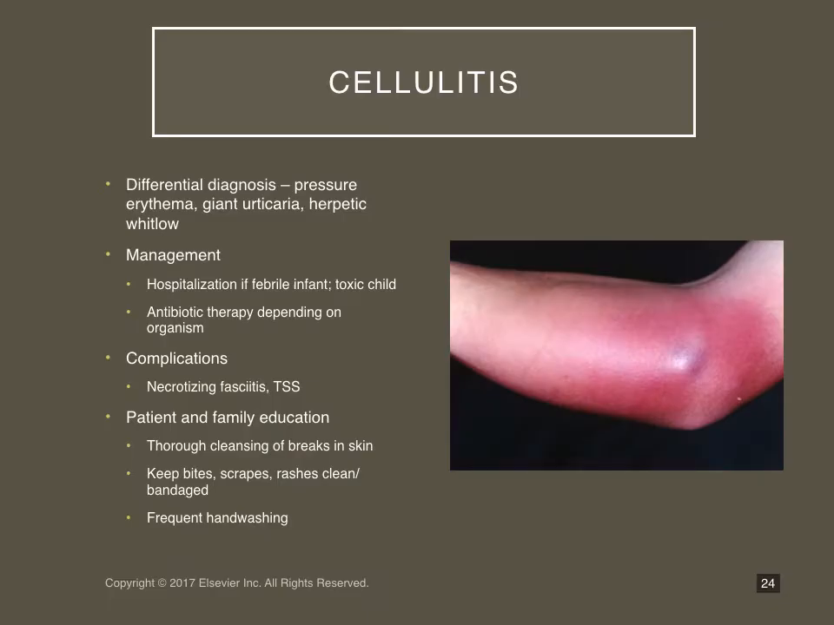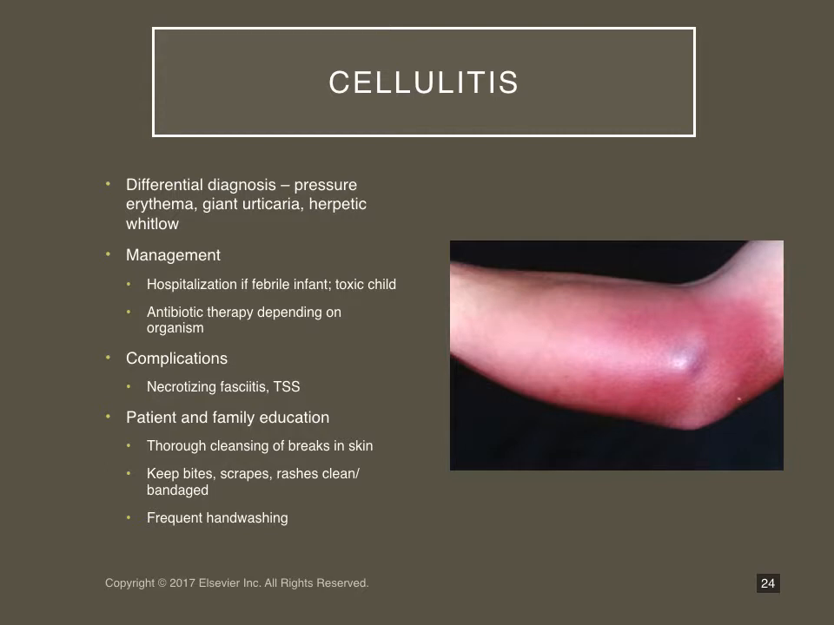Here's a picture of cellulitis. And you can see how red the skin is. There appears to be an area of induration. It looks like there is one location where it could have been the original break in the skin that led to the spread of the infection. And you can see that it looks very angry. That's an angry looking limb.